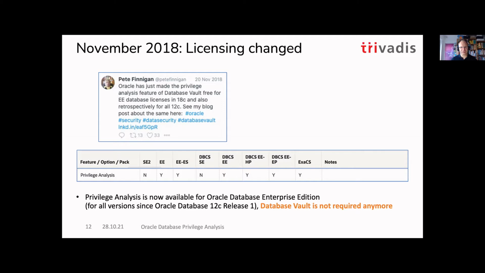And this change was the reason for me to prepare this presentation, which I've given several times at various conferences, to bring this feature back to the attention of the users, of the DBAs, that there is an easy tool to make a step forward to the least privilege principle. So it's not really a new feature. It has been available since 2013, but since 2018, it's available for all Enterprise Edition users. No price tag anymore.